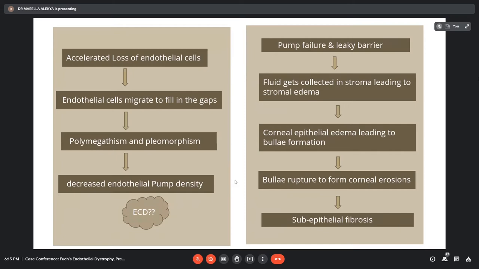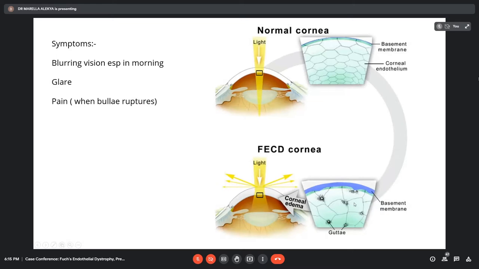Coming to symptoms, when light falls on the guttae in Fuchs dystrophy, they get scattered and there will be glare and blurring of vision, which is worse in the morning and gradually clears off as the day progresses. And when the bullae rupture, there will be pain. So why is this blurring of vision worse in the morning?